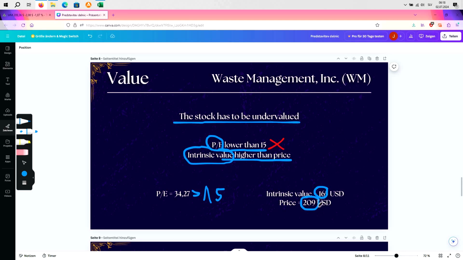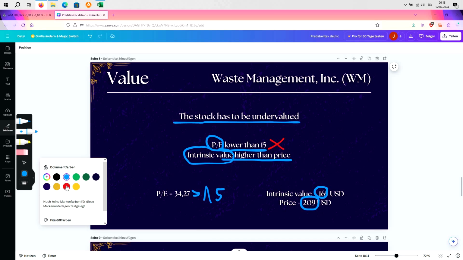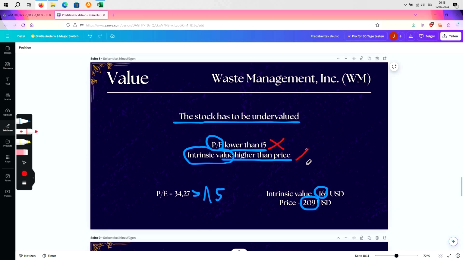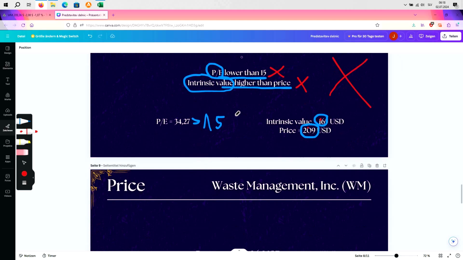So it's around 40 or let's say $45 higher than it should have been. You know what I mean? Because intrinsic value should be higher than the current price in order for a stock to be undervalued. But here, intrinsic value is lower than the current price, so the stock is overvalued. It's that simple, okay? This basically tells you the price that it should have, and this is the current price. It's that simple. So the stock is overvalued.